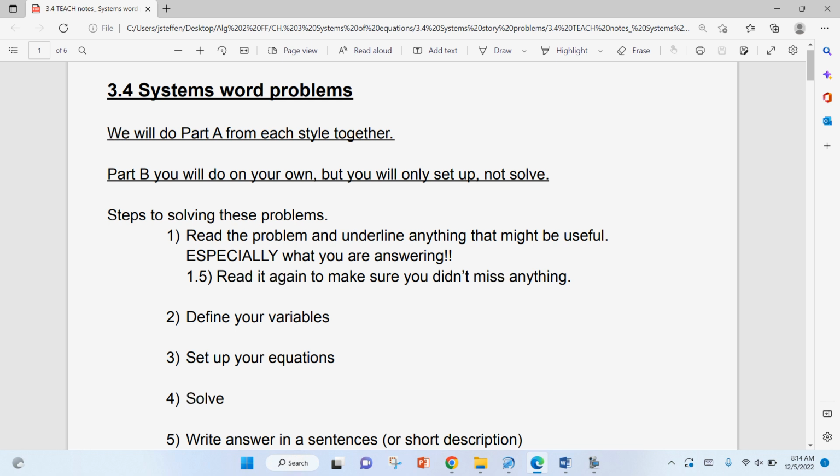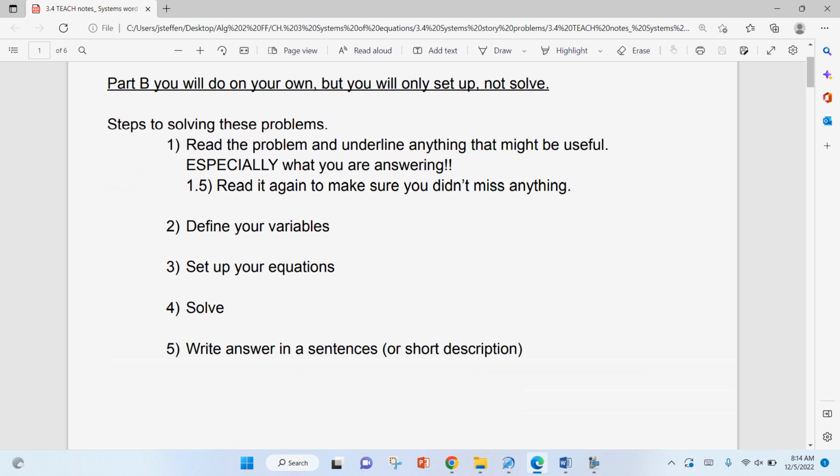The first one we're going to set up and solve together. Part B you guys are going to do on your own, but all you have to do is set it up. I figured this way it'll save a little bit of time. That way you have a little bit of time to do your worksheet, your exit ticket, and get all that stuff done.